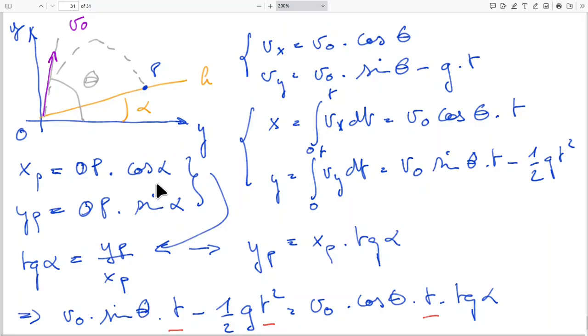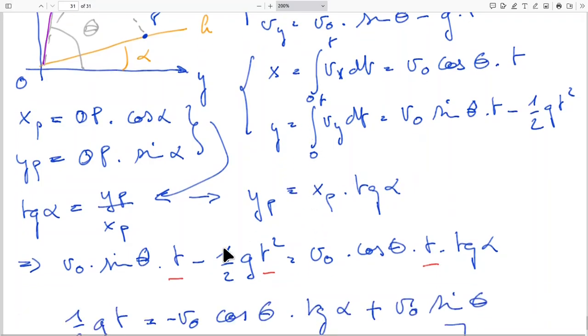So tangent alpha is obviously yp over xp, and yp is xp times tangent alpha. We have x and y, so we can fill that in. So yp was v0 times sine theta times t minus 1/2 of g t squared, and that should be equal to x times tangent alpha, so v0 times cosine theta times t times tangent alpha.